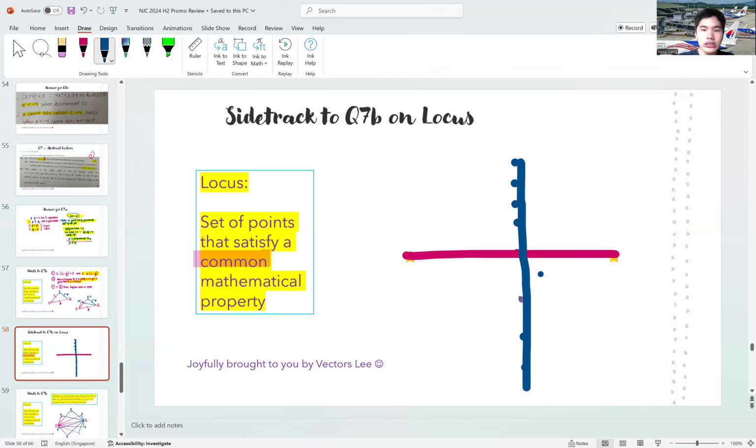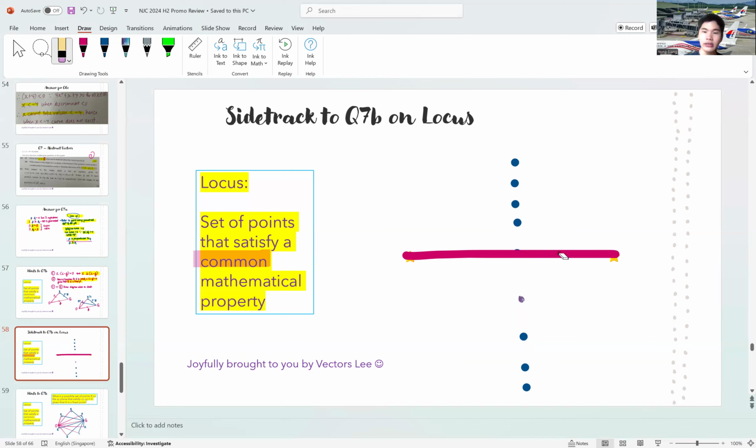Because of the word perpendicular, they are also equidistant. That results in using this word called bisect. What does the word bisect mean? Bisect means cutting them into two equal halves. Moreover, this and this form an isosceles triangle. That's the reason why, when you join all these points up together, it's called a perpendicular bisector.